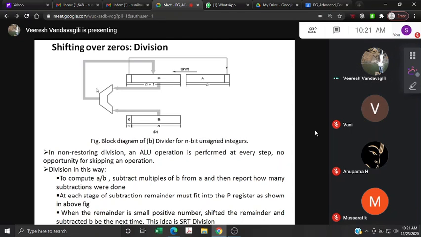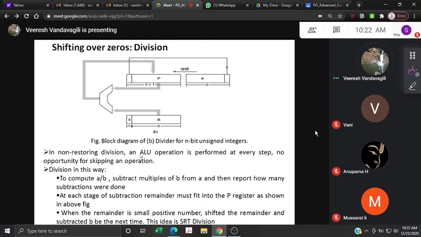Then check whether P is negative or positive. If it is negative, then A will be loaded with zero, and if it is positive, A will be loaded with one. At the end, A consists of the quotient and the remainder is in P. If the remainder is negative, then we have to restore the values back. That is the non-restoring algorithm.